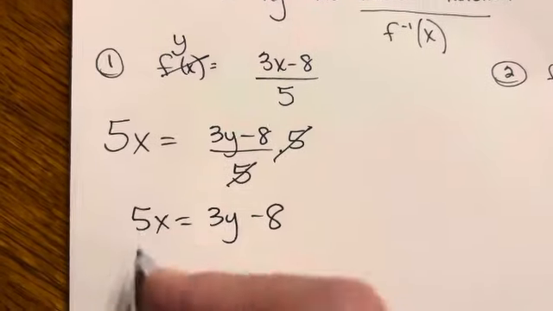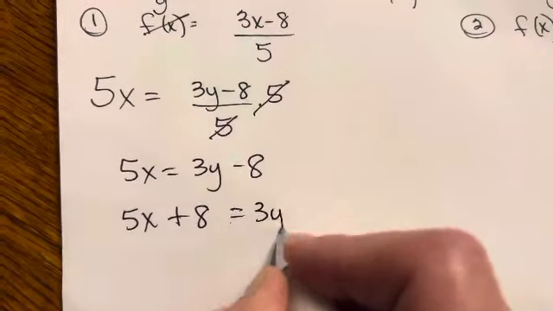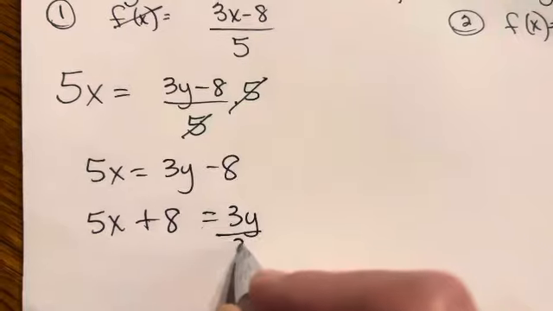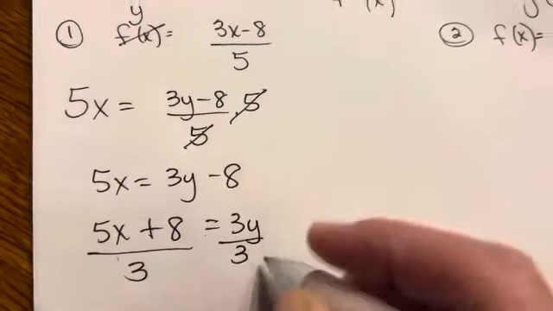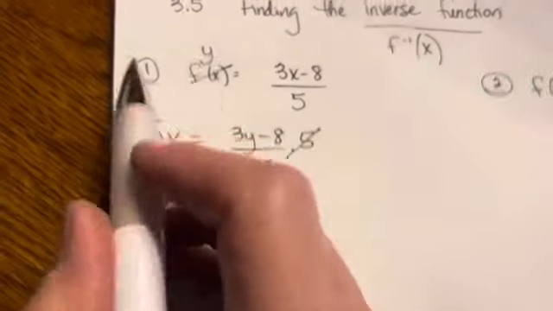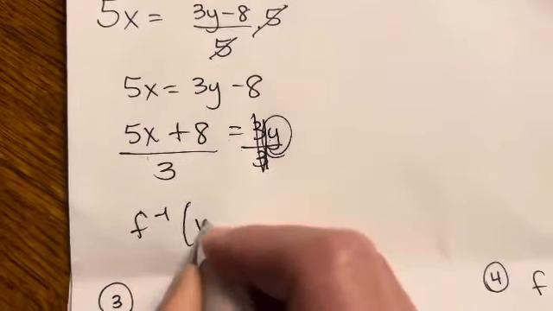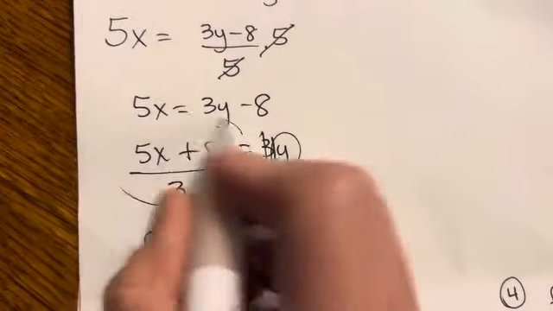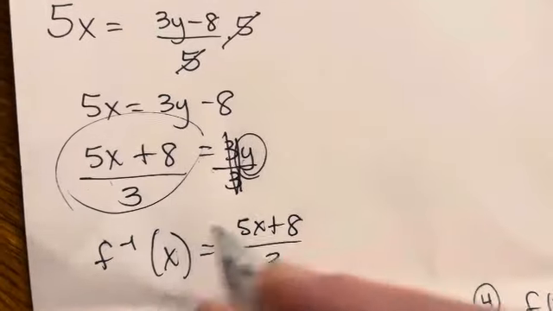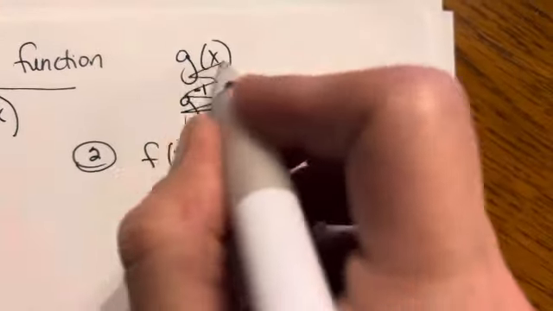Okay, move the 8 to the other side. Remember, when you move it, you do the opposite, so it'd be a plus 8. And then, I want to get y by itself. The opposite of multiplying by 3 is dividing by 3. And notice I now have my y all by itself. So my inverse function, this was called f, so the way I'd write my answer is my inverse function is whatever I got, 5x plus 8 over 3. That's my answer. All right, let's try this one.